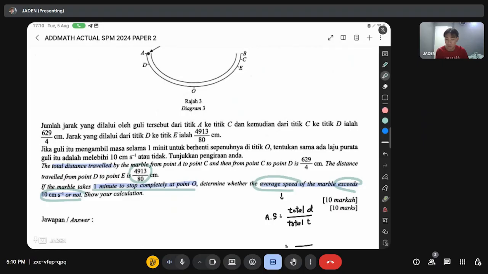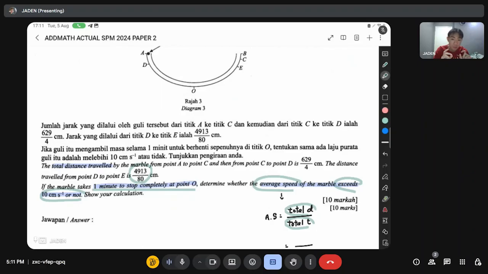Show your calculation. So you see, in the end of the question, what we need is to determine whether the average speed exceeds 10 cm per second or not. And if you think closely, average speed is something that you learned before in your maths. Average speed can be calculated using total distance divided by total time. I repeat that again: total distance divided by total time.